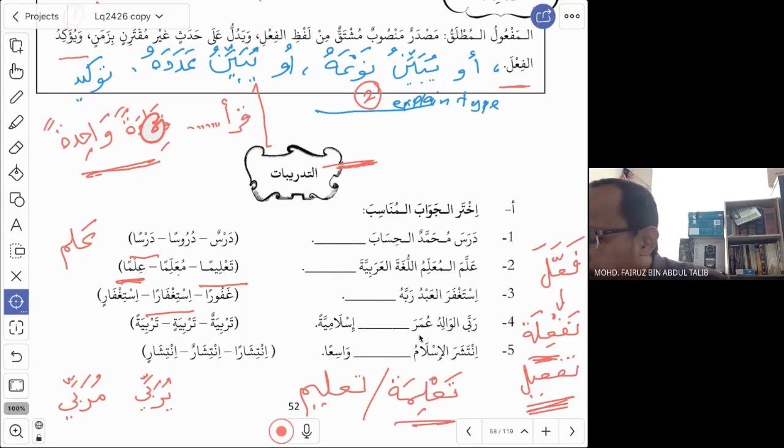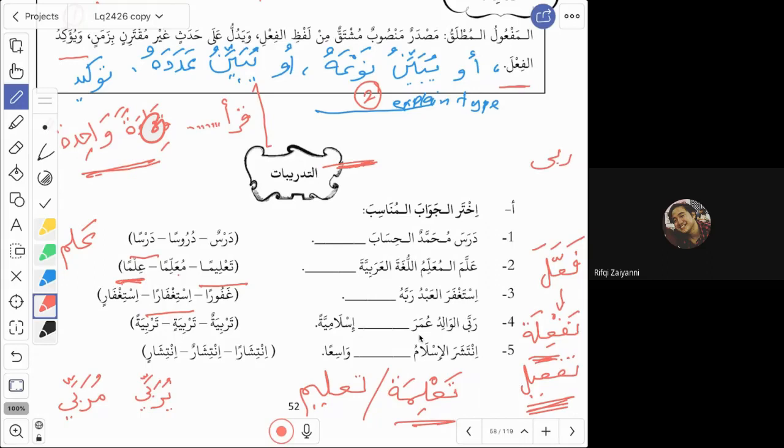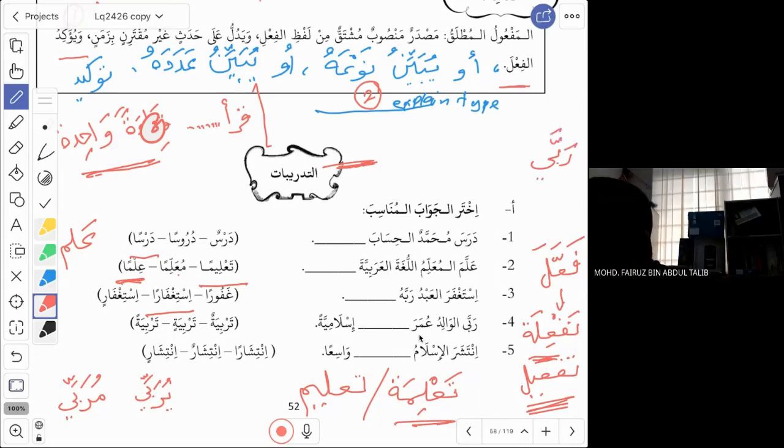Okay, now we want to put a masdar, a maf'ul mutlaq, in the end. So find a masdar for the word Rabba. How many letters here? Ra, ba, ba, alif maksura. 4 letters. So we need to find the word that Rabba is from, which is actually Rabbaya.